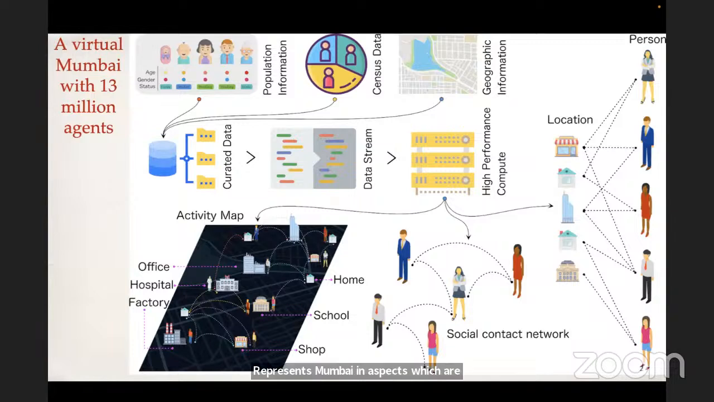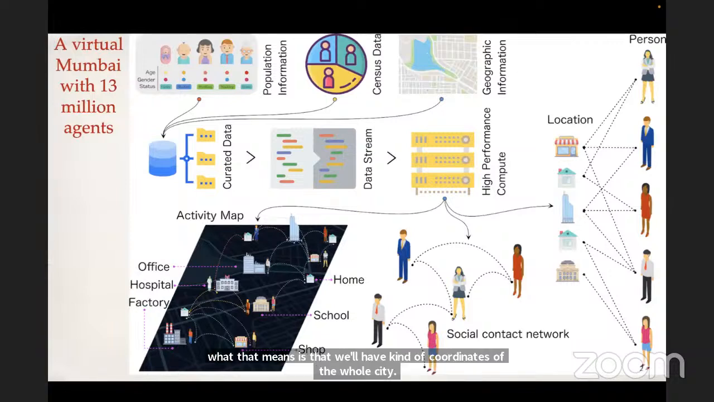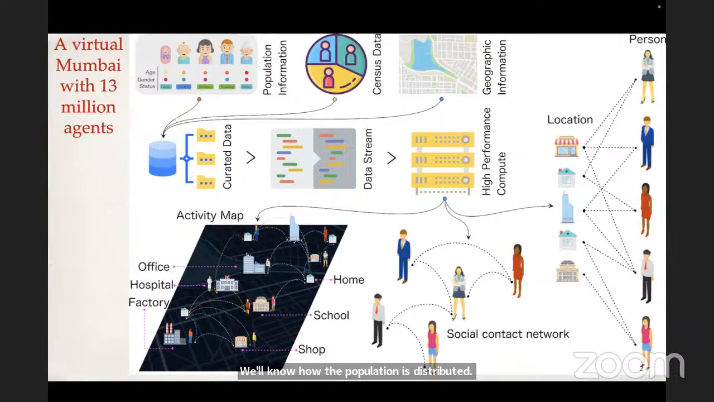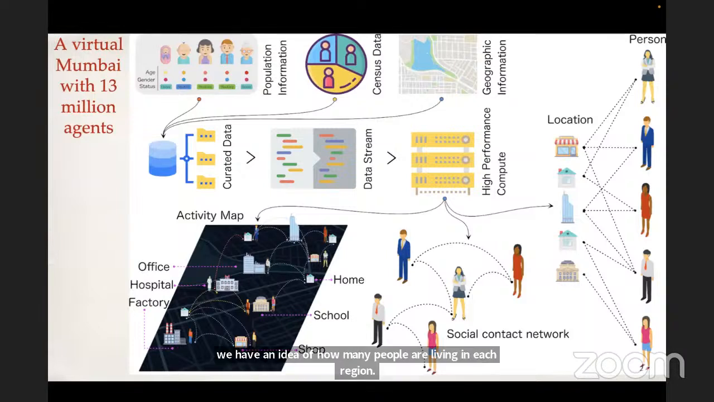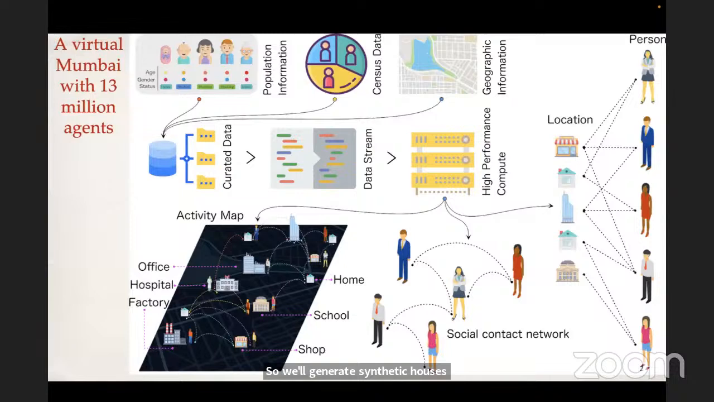So what that means is that we'll have coordinates of the whole city. We'll know where the slums are, where the non-slums are. We'll know how the population is distributed across Mumbai. And this information was broadly available. We have an idea of how many people are living in each region. So we'll generate synthetic houses all across Mumbai to match our information about houses in Mumbai. We have census data, so we use that to do this.